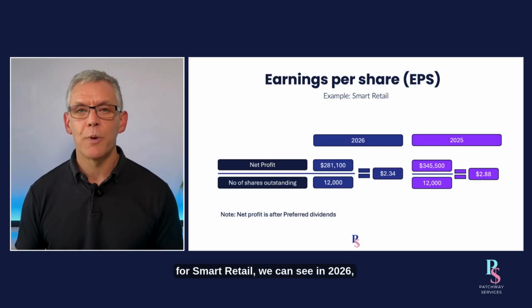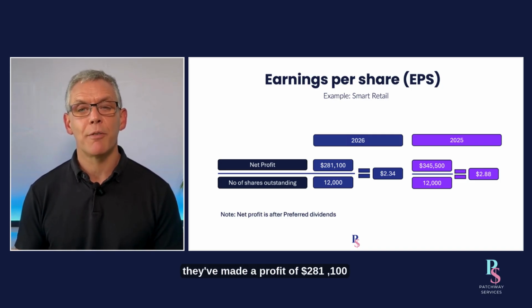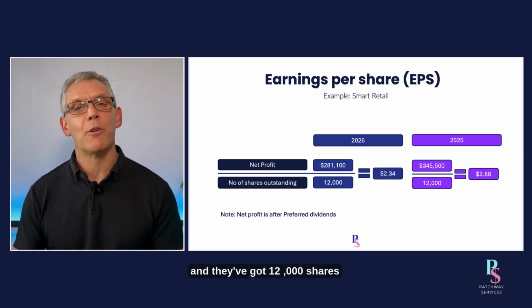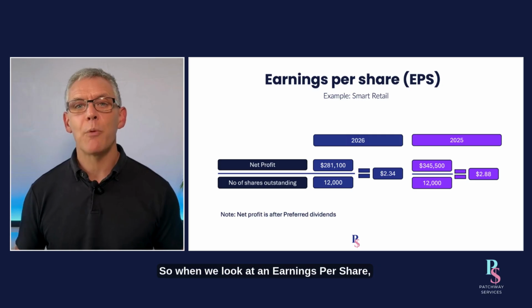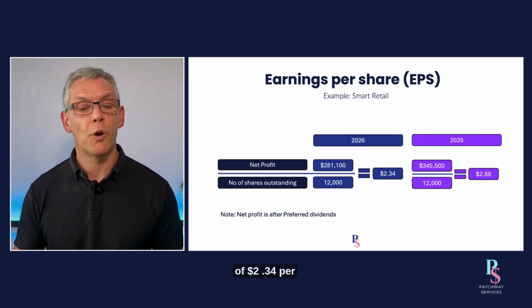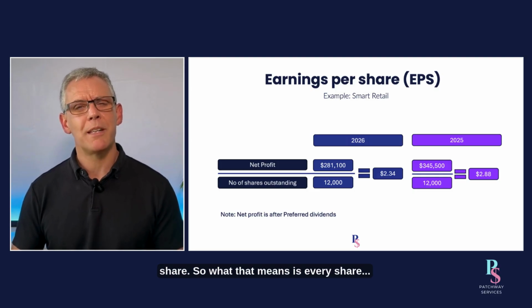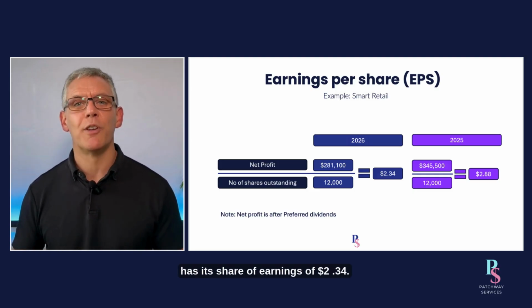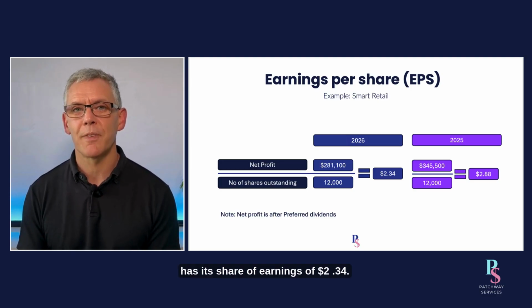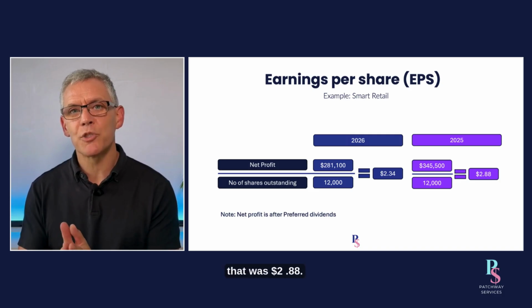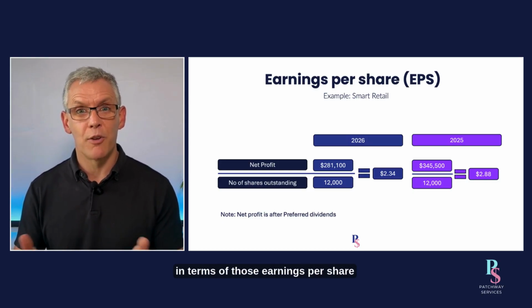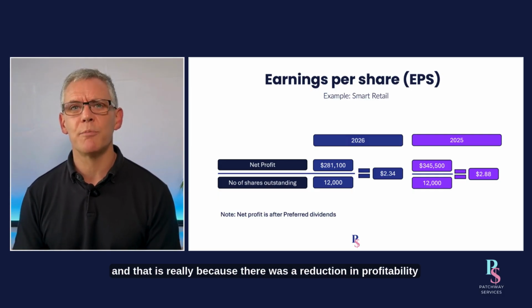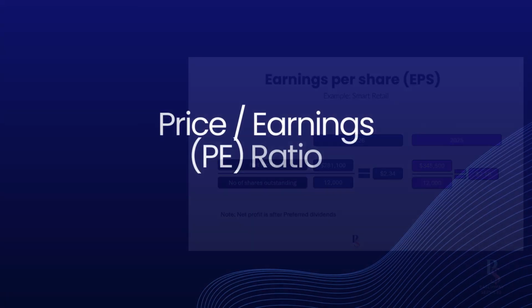Now, for Smart Retail, we can see in 2026, they've made a profit of $281,100, and they've got 120,000 shares out there within the market. So when we look at an earnings per share, we get earnings of $2.34 per share. So what that means is every share has its share of earnings of $2.34. Now, if we compare that to last year, that was $2.88. So there has been a slight decline in that earnings per share, and that is really because there was a reduction in profitability over this year.